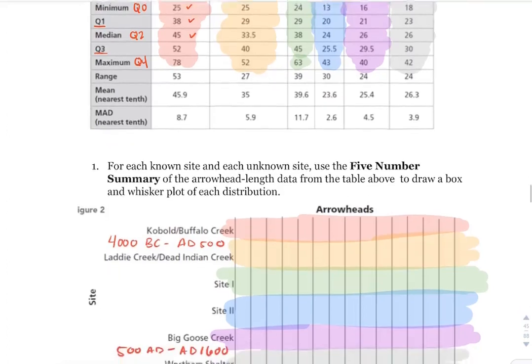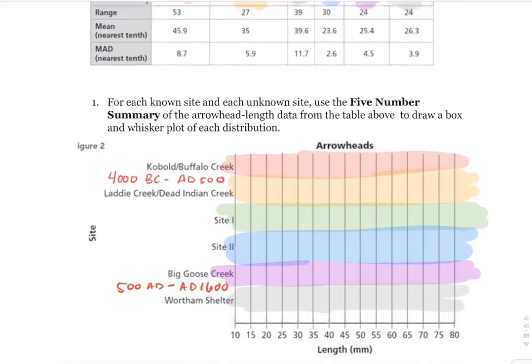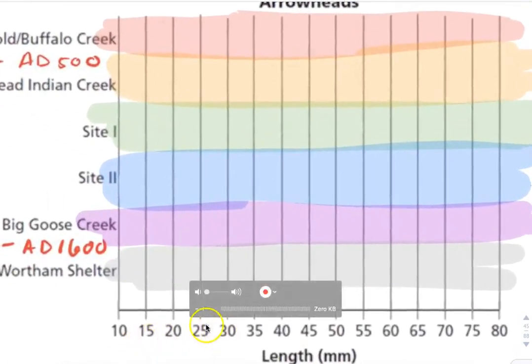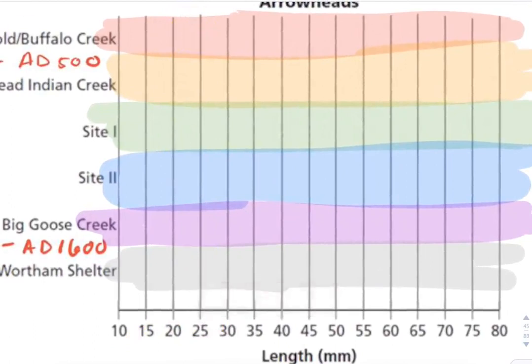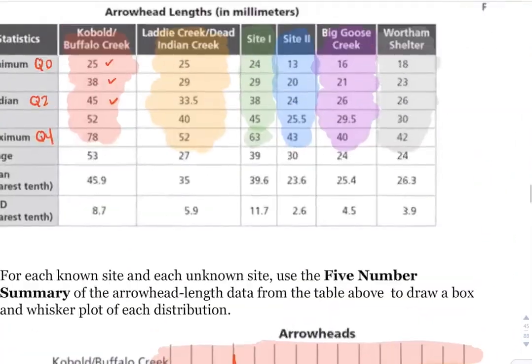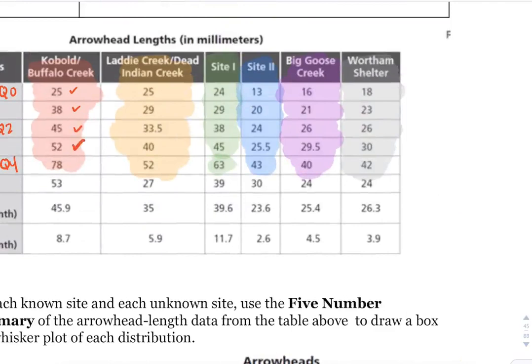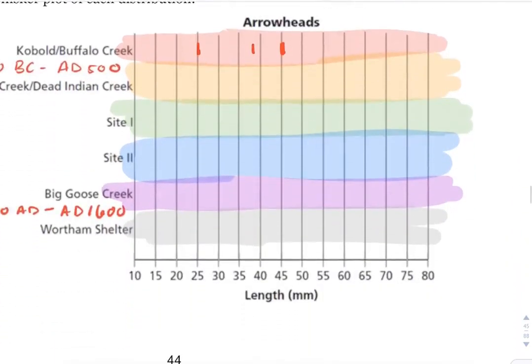I'm going to start making a box plot for that data. 25, 38, 45. So 25 goes here. 38 and 45. And then I have 52 and 78. And this is my box and whisker plot. There we go.